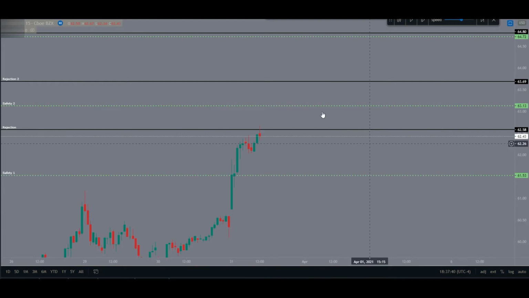So what we could have done here is set an alarm for price to cross the rejection line. Once it hits that, then we start to observe the price. We're not going to enter now. We're going to wait until this 15-minute red bar turns into a green bar. So let's look at what happens.